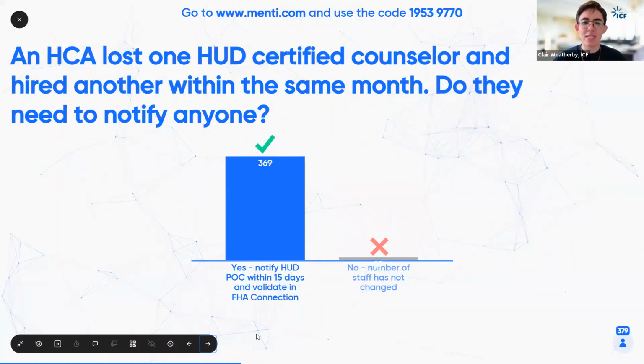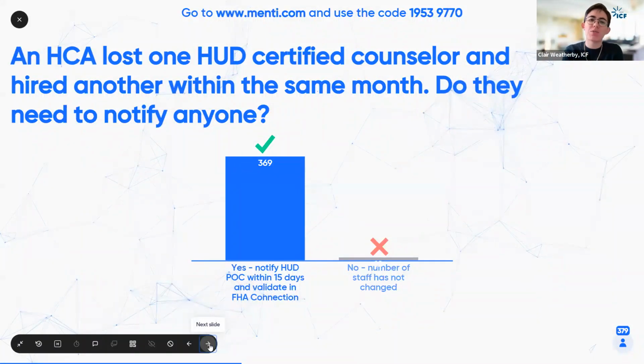And it looks like, yes, you picked up on this. Almost all of you have answered that if your HUD certified counseling staff changes, you'll need to make those updates in FHA Connection. And when we get to the tools and resources section of the presentation, I will show you where there's a link with some guidance for those of you who are application coordinators in FHA Connection to get more information about how to make those updates.